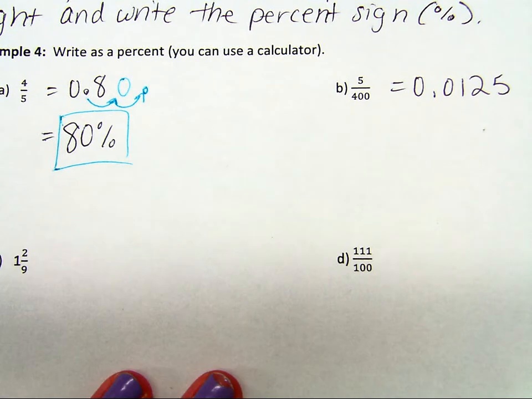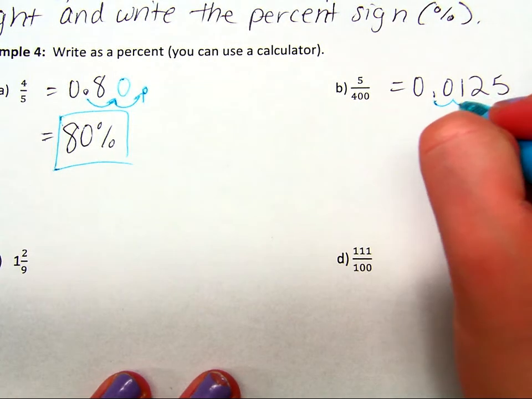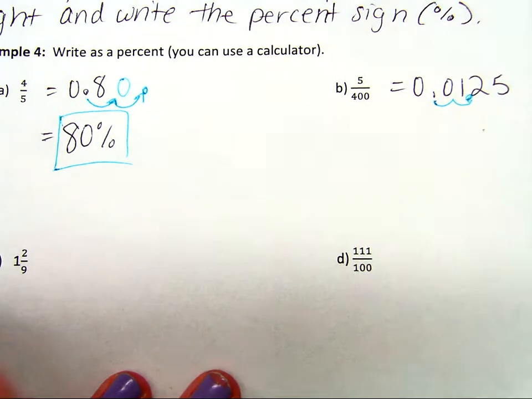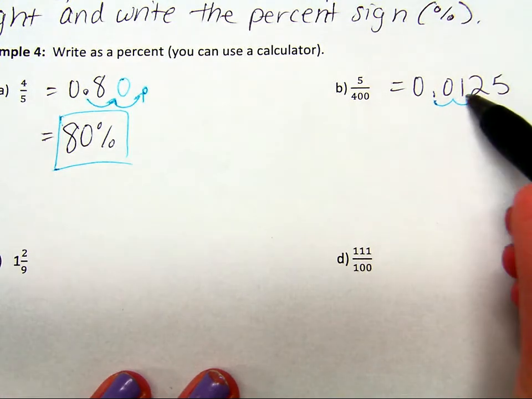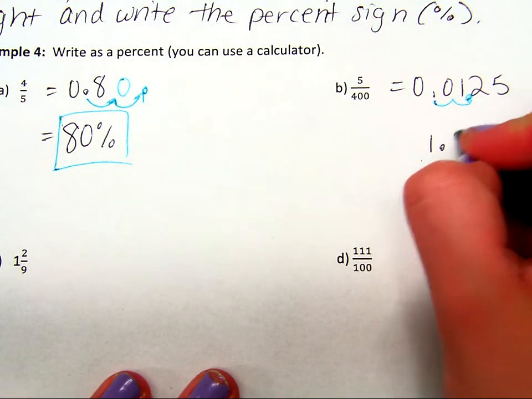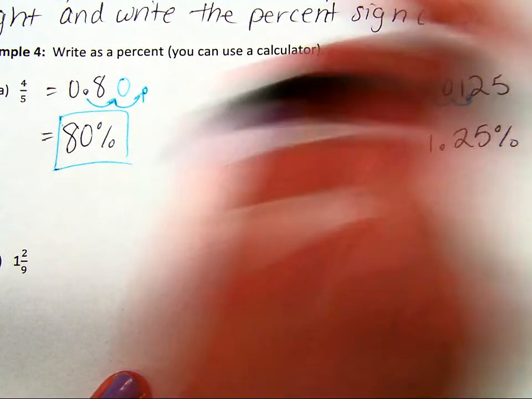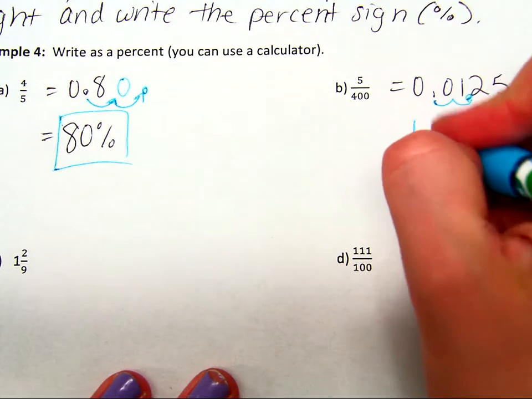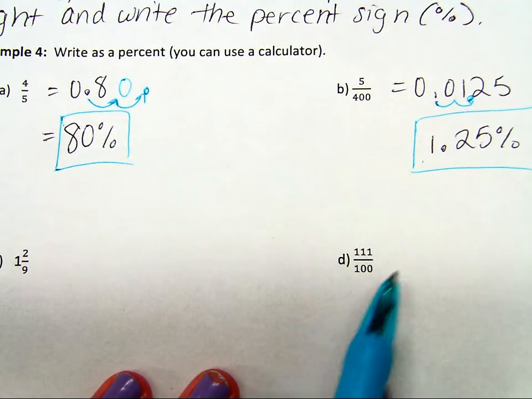So I'm going to take my original decimal and scooch it 2 places over. Now this is a percent. So it's in between the 1 and a 2. So this is going to be 1.25%. And it's okay to have decimals within your percent.